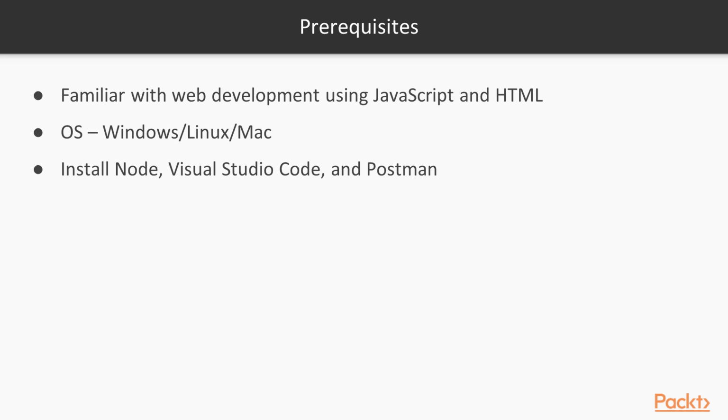You will need to install Node, Visual Studio Code, which is a code editor, and Postman, which is an application which greatly helps you to debug your API services. In this course, we will write a small Node.js backend service, and Postman will help us over there.